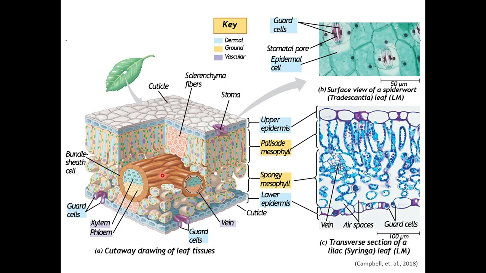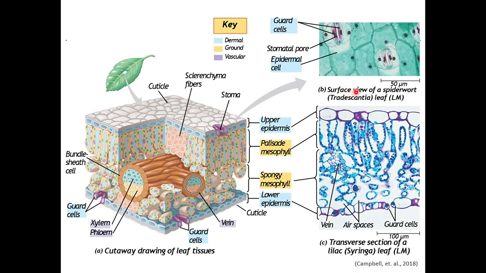And then here is the vein of the leaf. So this brown color are the bundle sheath cells. And then inside we have the xylem and also phloem of the leaf. So this is the surface view.